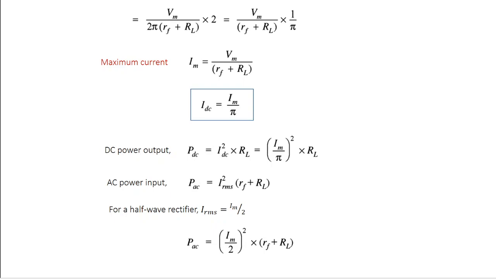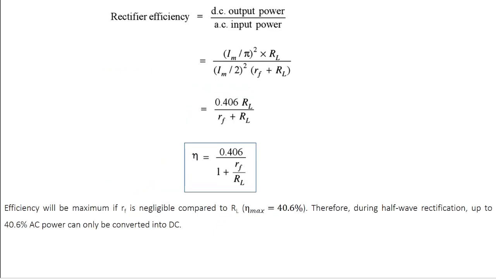So once you have defined the input and output powers, now you take the ratio of these two, that will give you the efficiency. So that's going to be 0.406 RL divided by RF plus RL. Or if you take RL to the denominator, you can rewrite it as eta equal to 0.406 divided by 1 plus RF by RL. What is the maximum efficiency possible?